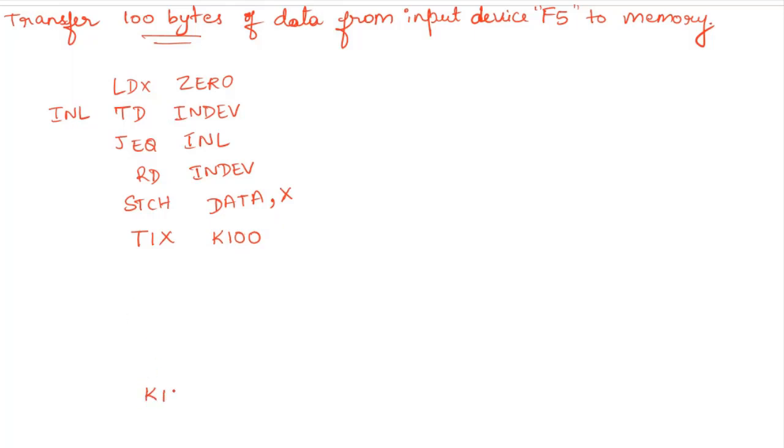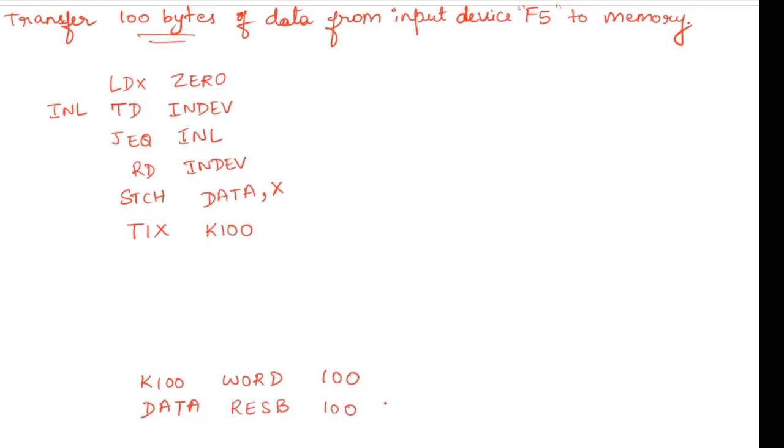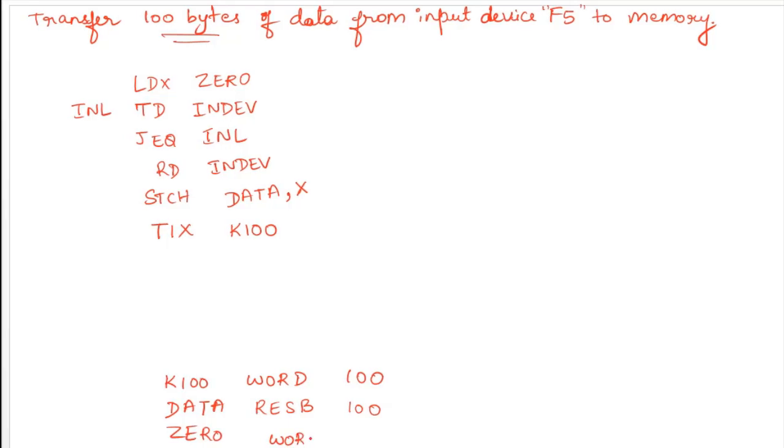So what is this K100? It is a variable which I define as a constant value 100. What is this data? Data is a memory location which can hold bytes. How many bytes? I want to copy 100 bytes here. What is that 0? 0 is a constant word. It has to be initialized with value 0, right? Then if X is less than 100, I have to go back and accept the next input byte from the device. So if the X value is less than 100, I have to go back to INL.